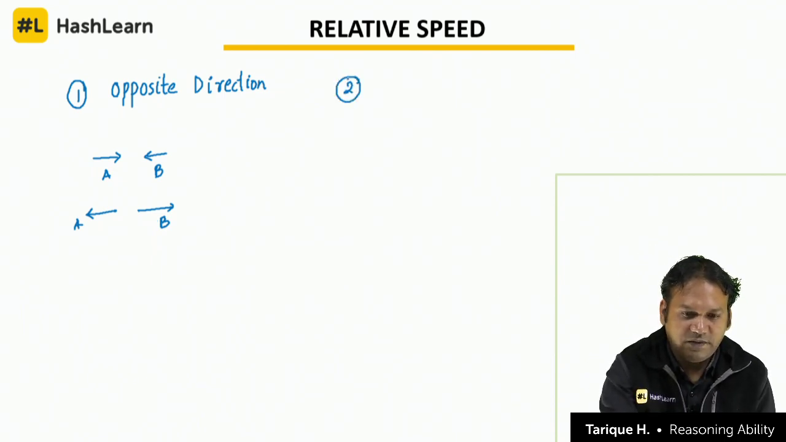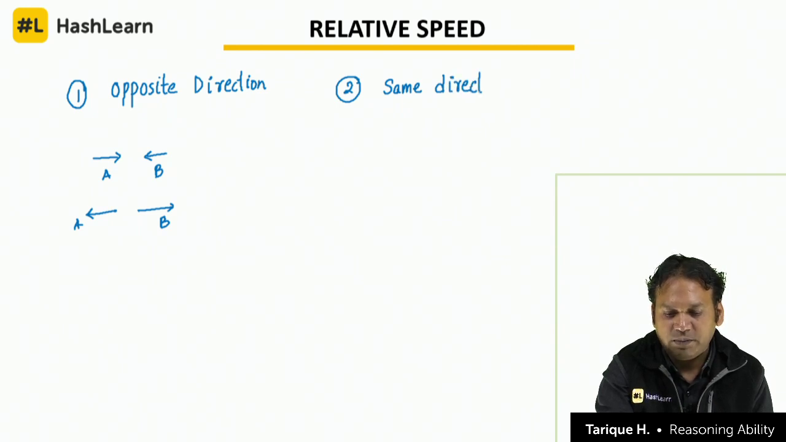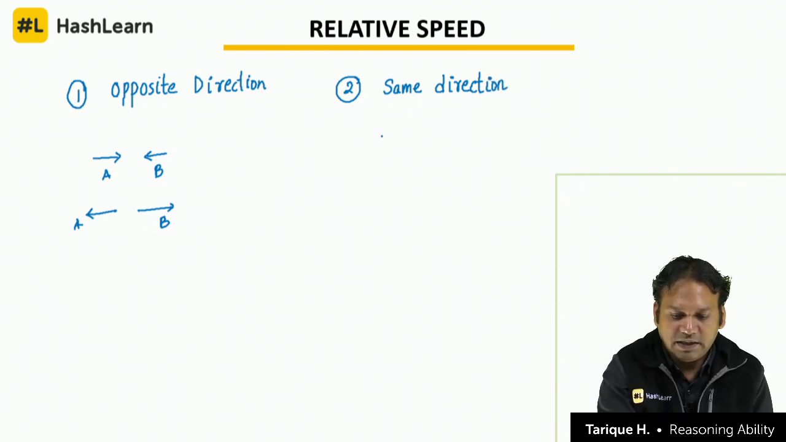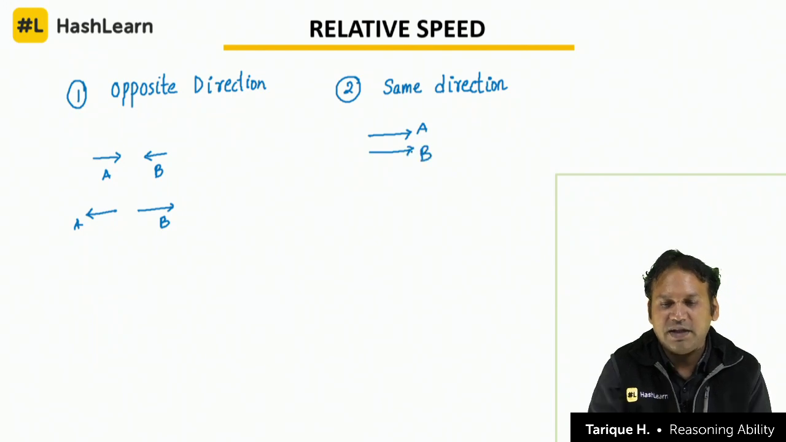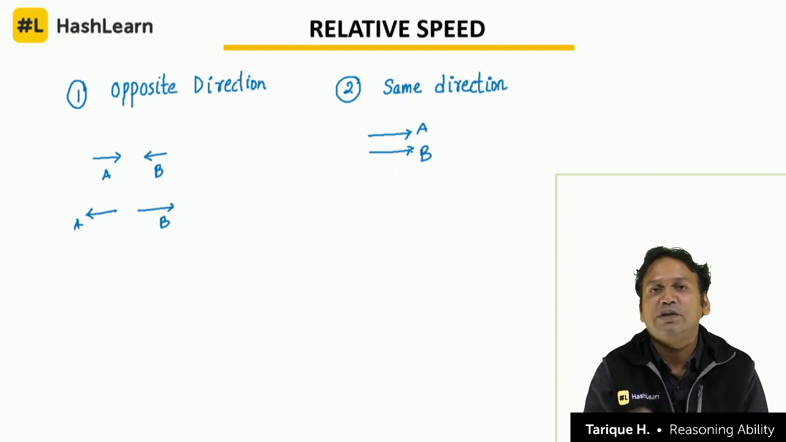And second is when objects are traveling in the same direction. Two things are there in relative speed: objects can travel in the opposite direction or objects can travel in the same direction. Same direction, for example, suppose A is moving in this direction and B is also moving in this direction, we say that they are traveling in the same direction. So what happens in these two scenarios?